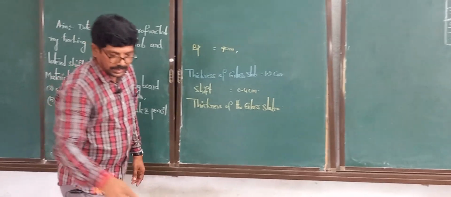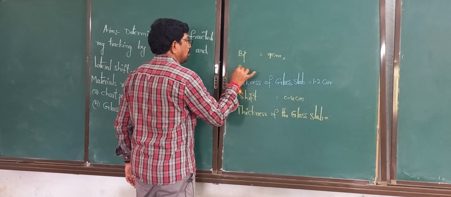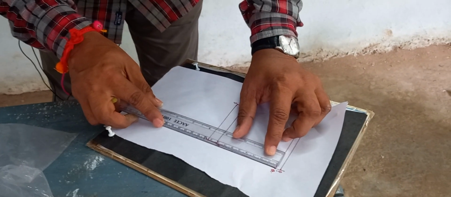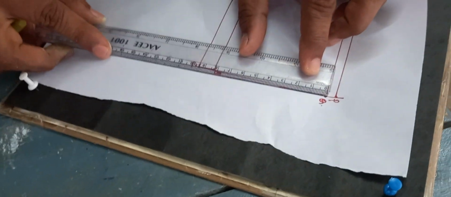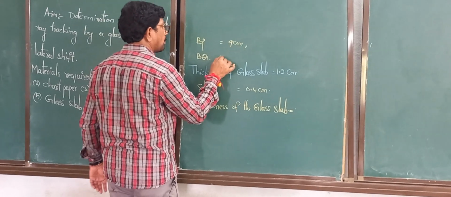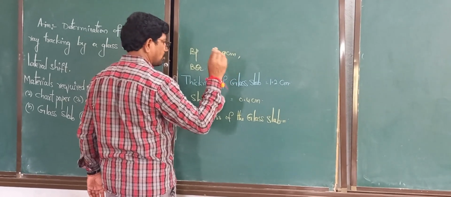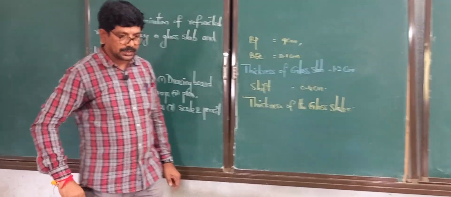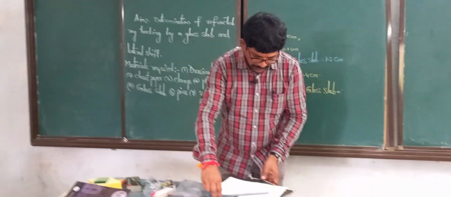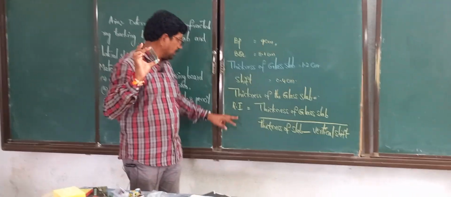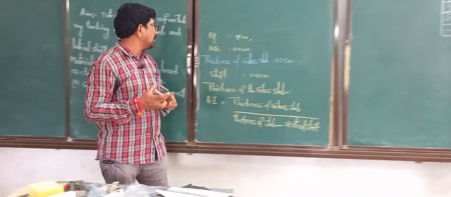And the distance BQ is equal to 8.2 centimeters. Okay, this is how much? 8.1 centimeters. Okay, stop. The refractive index of this glass slab is found with the help of the thickness of the glass slab. Already we got the thickness of the glass slab.